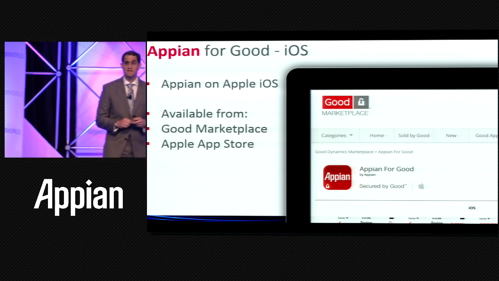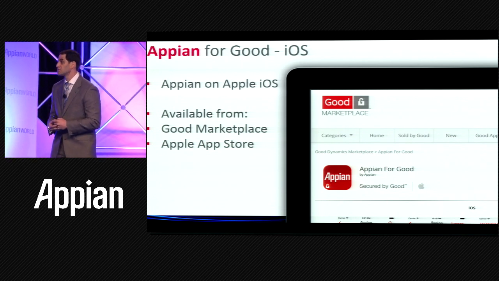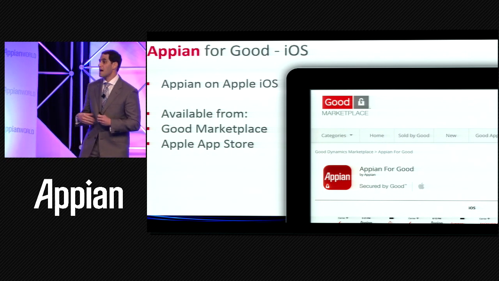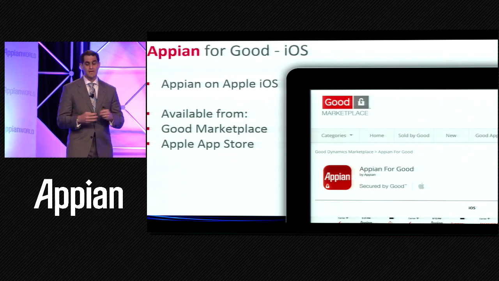And on the iOS side of things, Appian now supports the Good Dynamics platform, which is one of the industry's leading enterprise mobility management systems. It's available as a separate download from either the Apple App Store and or the Good Marketplace, and it's called Appian for Good.